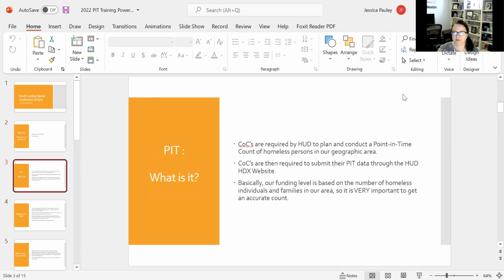All right. So what is a point-in-time count? Our COC is required to do this by HUD. We have to plan and conduct a point-in-time count of homeless persons in our geographic area. We then have to submit this data through the HUD HDX website. HUD looks at our number of homeless individuals in the area, and our funding level is based on that. So it is very important that we get an accurate count to ensure that all the individuals that are homeless in our area have the opportunity to have assistance.